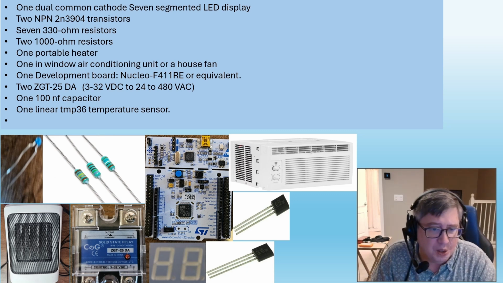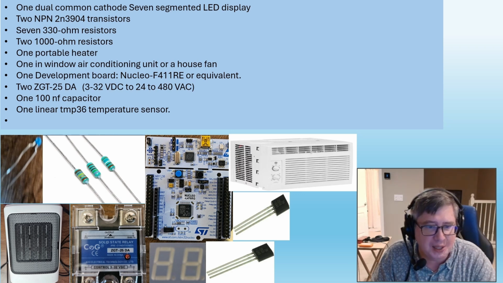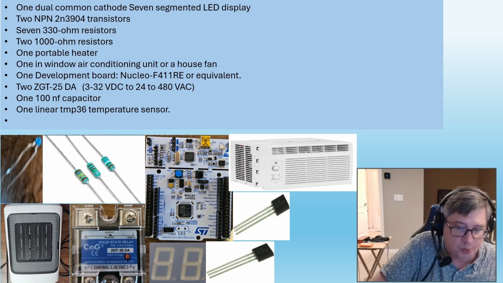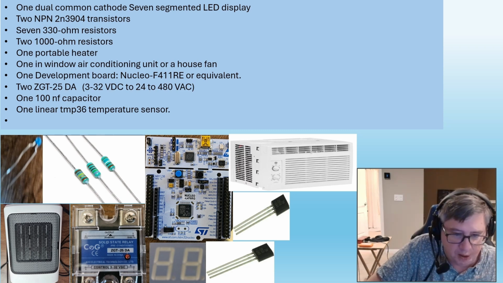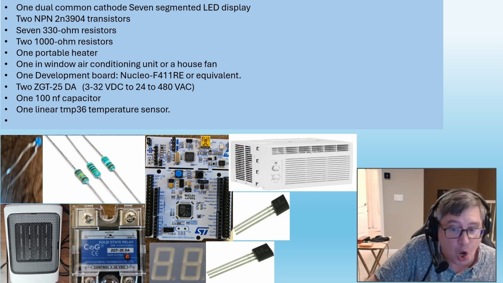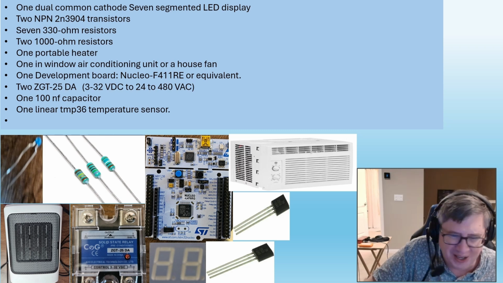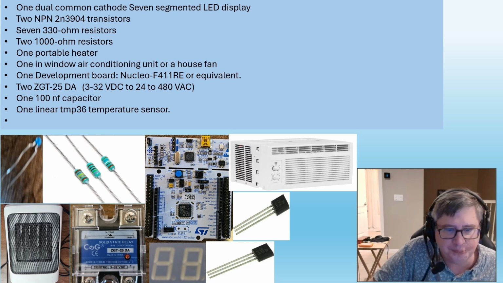One 100 nanofarad capacitor, and two ZGT 25DA. This device is what makes things happen. This right here is the Incredible Hulk. We'll talk about that a bit later, how amazing that thing is. I need a heater, just a plain heater you get at Walmart, maybe $30. An AC unit is about $150. I don't have one. I'm going to use a fan, but maybe you might.